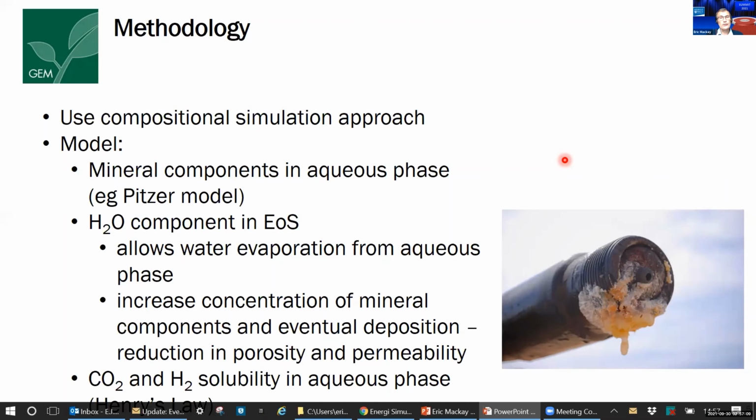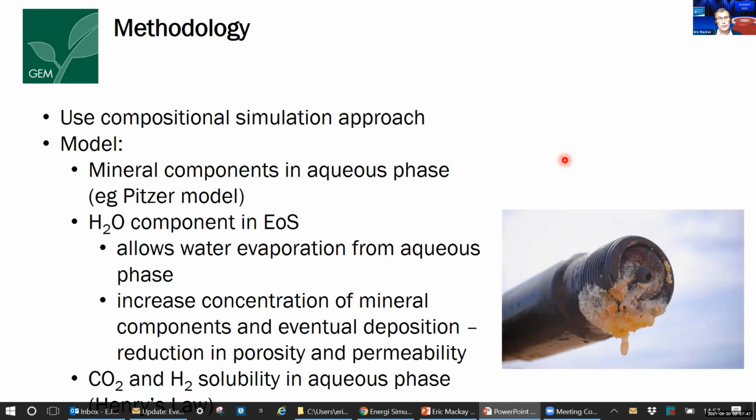That evaporation of water from the aqueous phase into the hydrocarbon phases then allows for the increase in concentration of the remaining minerals in the aqueous phase until the aqueous phase becomes oversaturated and we start to get deposition. And that deposition will reduce the porosity directly, and then we can give an estimate of the impact on the permeability through a correlation such as the Kozeny-Kármán correlation, and there are other ones as well.